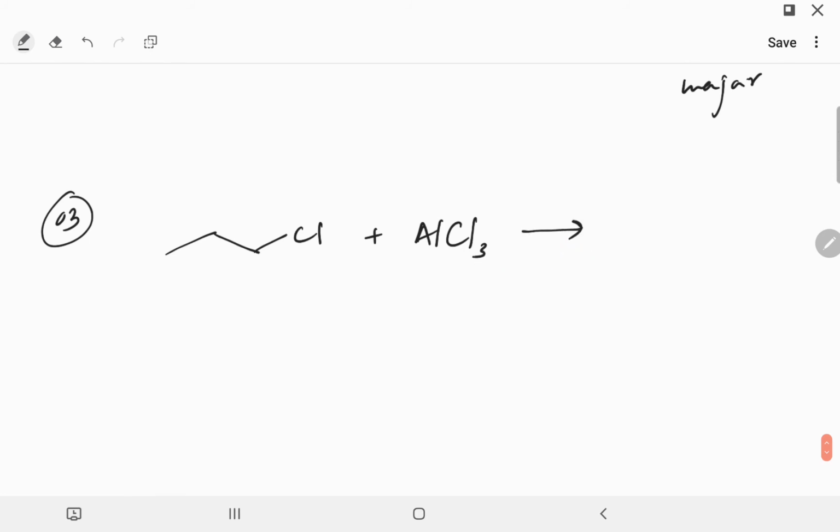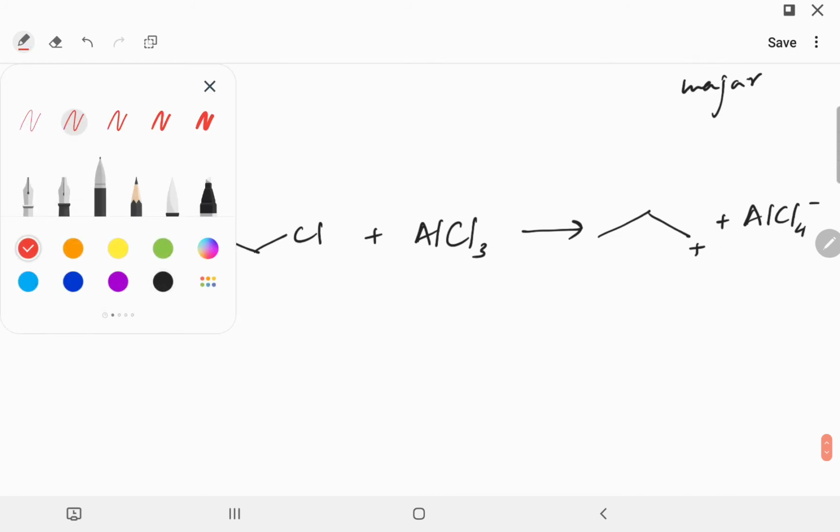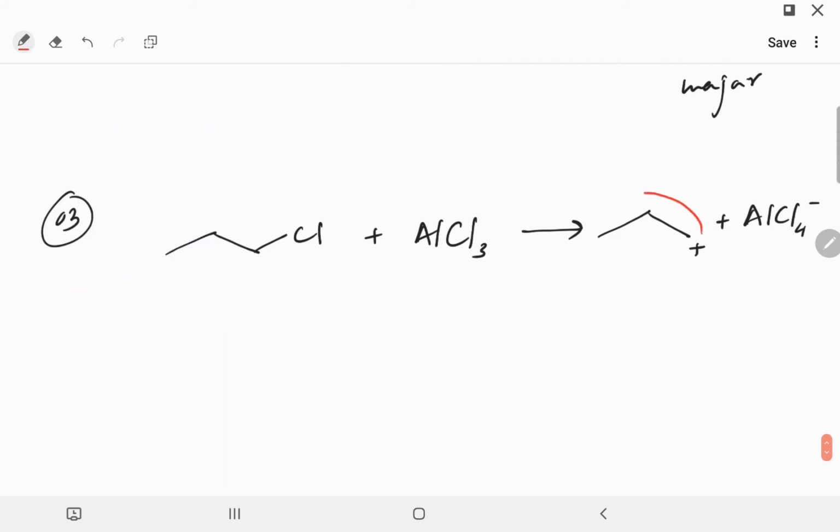I mean aluminium chloride, and then you will get an electrophile, which is a carbocation, plus AlCl4 minus, right? So the carbocation that you get might rearrange. Sometimes these electrophilic carbocations have a tendency to rearrange, especially based on the stability. So this carbocation right here is a primary carbocation, right?